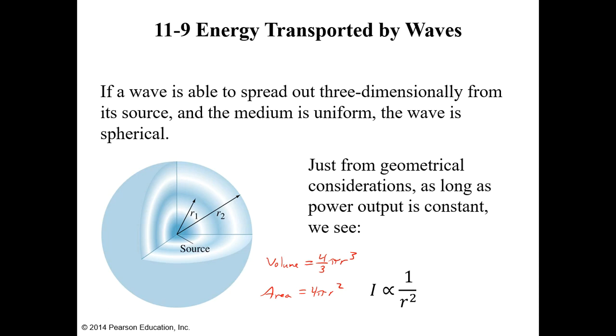And since the intensity is equal to power divided by the area, then that means that the intensity is inversely proportional to the square of the radius. Meaning, if I double my radius, then what happens to my intensity? It gets cut by a factor of a fourth. So 1/4 of the intensity would be proportional to 1 over the doubled radius squared. So that's an important relationship to note as well.